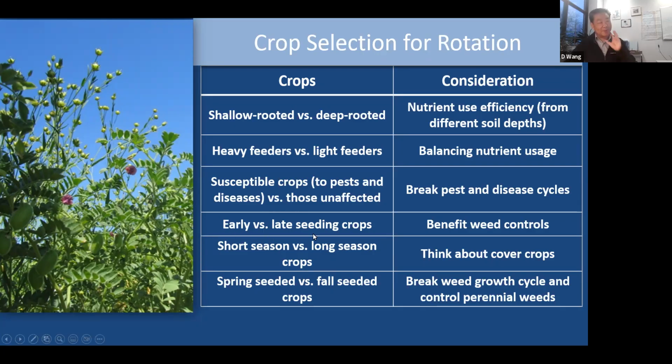And the other one is early and late seeding crops. This would benefit weed control, along with short season and long season crop rotation. Particularly this would refer to the cover crops, and also think about spring seeded and fall seeded crops, to break the weed growth cycle and control perennial weeds.